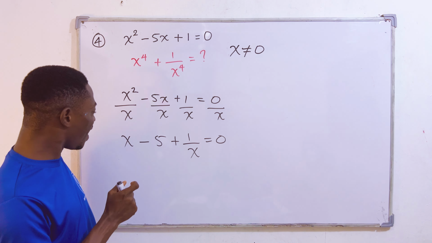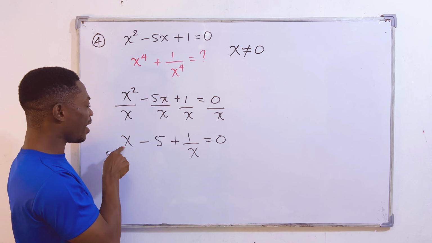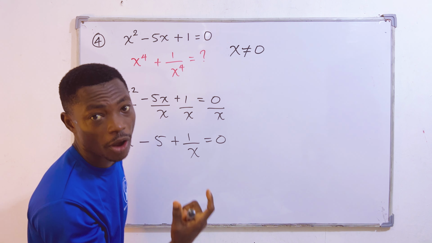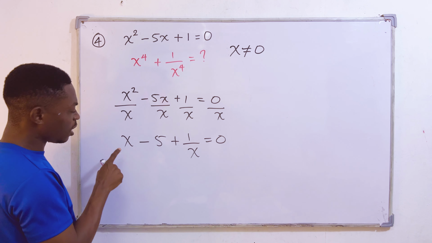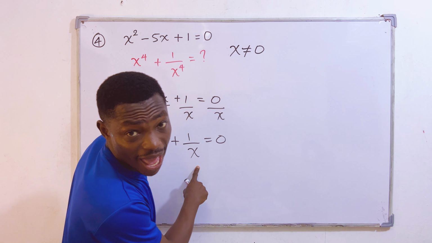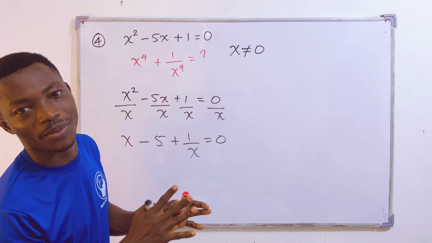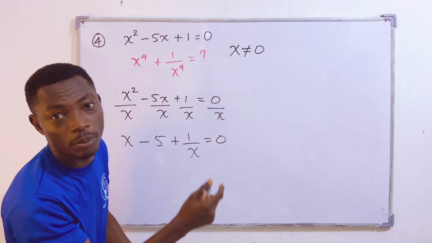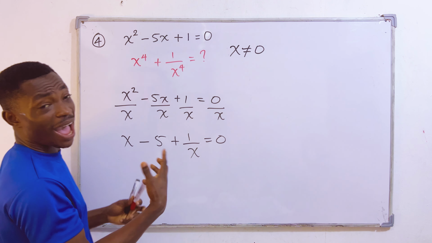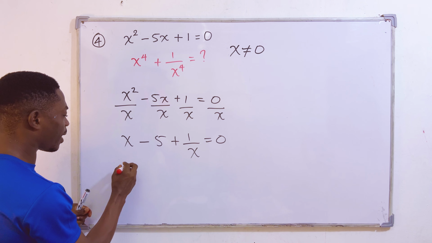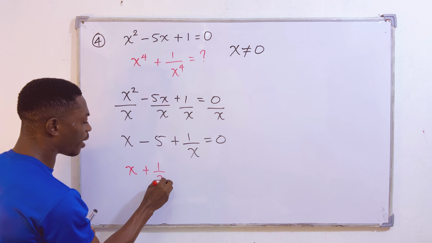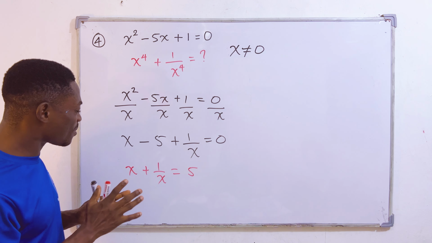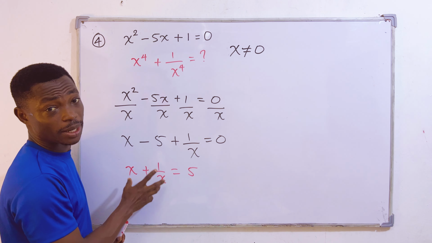Now you notice that at least we have gotten this term right here to be this x, and this 1 over x to be this, just that we don't have the powers. And again, since we have a term containing x, a term containing x, I can decide to isolate them and keep the constants on the other side. I can only do that by adding 5 on both sides. So if I add 5 on both sides, definitely I'm getting x plus 1 over x is equal to positive 5, right?